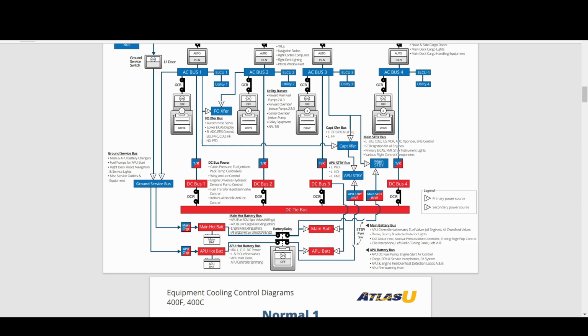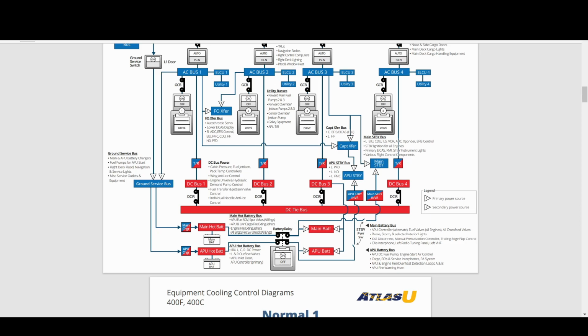Items on the main standby bus: left EIU, CDU, ILS, VOR, ADC, transponder, EFIS control, standby ignition for all engines, primary ICAS, RMI, standby instrument lights, various flight control components.